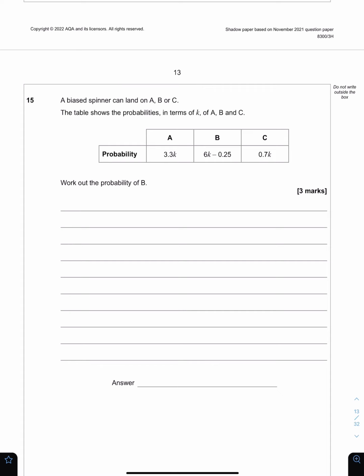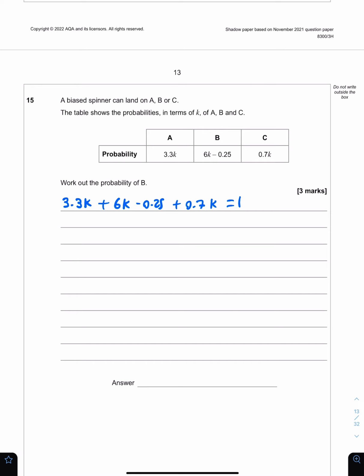Well, anytime you've got probabilities, the first thing we want to know is that the probabilities always add up to 1. The total probability is always 1. So we've got the three probabilities, which must all add up to 1. So we know 3.3K plus 6K minus 0.25, that's one of the other probabilities, plus 0.7K, and that's all equal to 1.